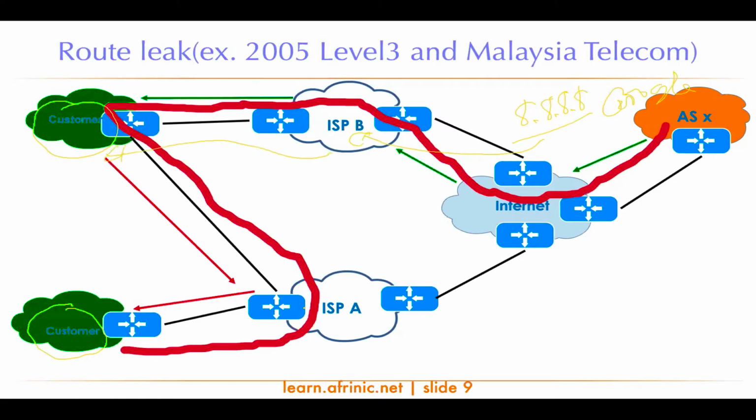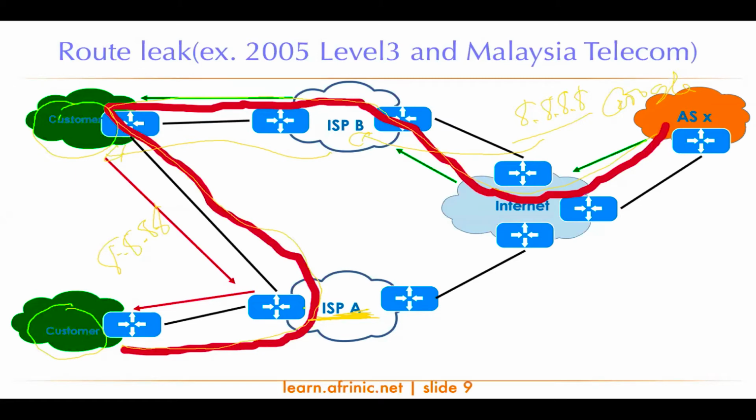If the customer decides to send that 8.8.8.8 to the second upstream provider, what happens here is the upstream will believe that there is a better route to get to 8.8.8.8 through the customer. And then eventually the traffic from this other customer will go through the customer to the internet. That is what we call a route leak. So this is the second incident, the second problem that can happen on the internet.